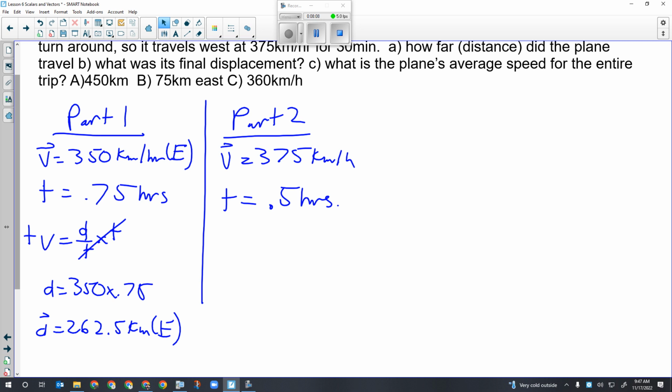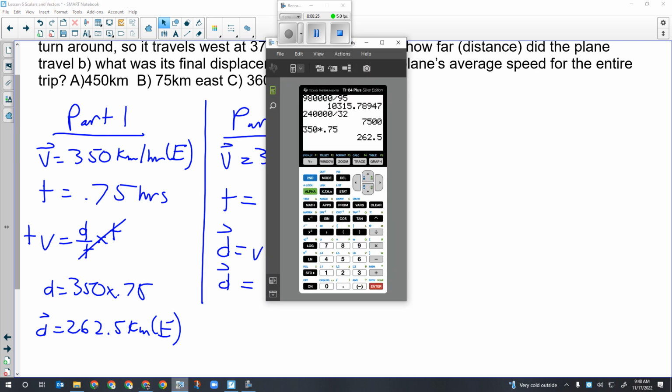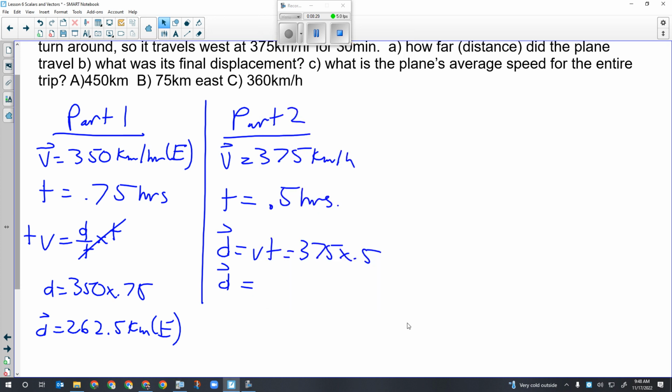Okay, so I have to do the same thing here for part 2. I have the same information, so it's the same calculation, v times t. 375 times 0.5. Okay, 187.5 kilometers west.